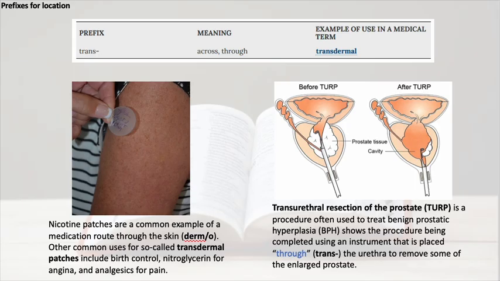Also, there are forms of birth control, nitroglycerin, which is used to treat angina, and also some pain medications. So analgesics are pain medications. So the trans portion of this term is highlighting that the effect passes through the skin to the blood vessels that are beneath the skin and reaches the circulatory system.